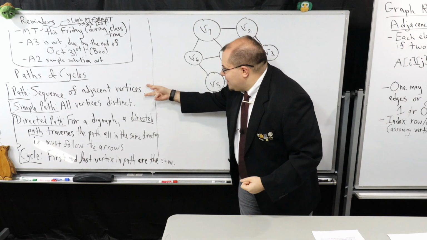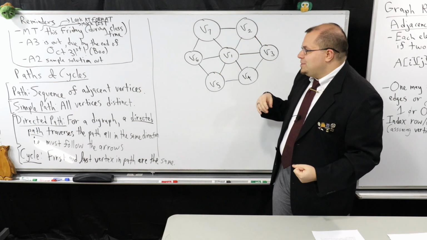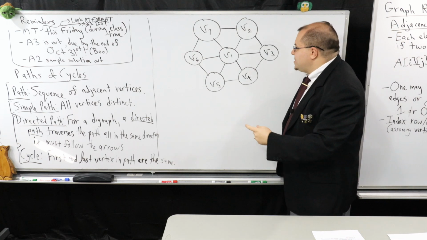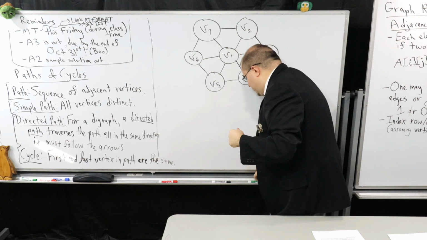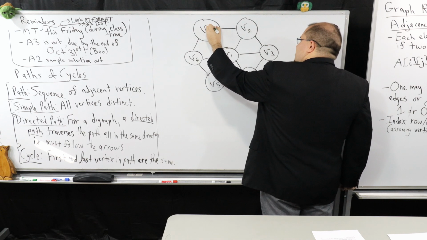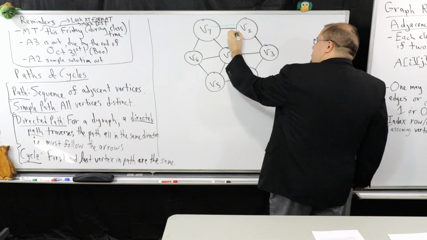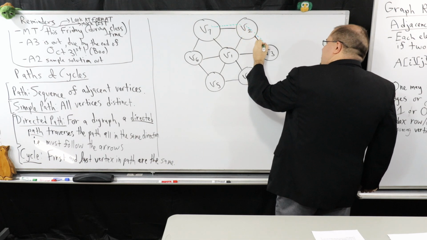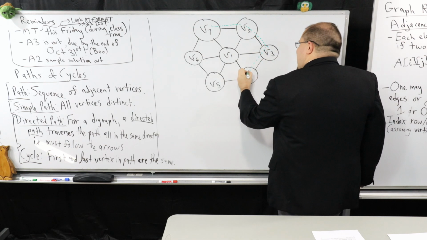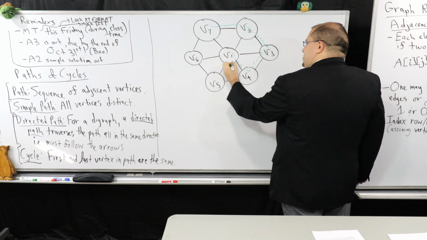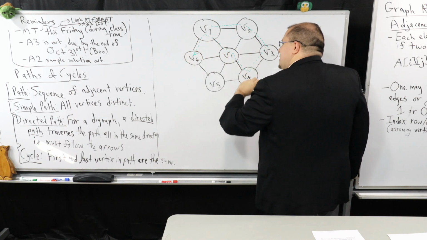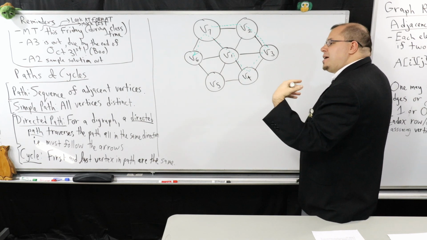So the first thing I'm going to define is something called a path, which is just a sequence of adjacent vertices. So what I mean by that is, say for example, I start at V7, and then I go to V2, and then say I want to go to V3, and maybe I want to go to V4, and maybe I want to go to V1. Who knows, maybe I want to go back to V7, and then maybe I want to go to V6. This is a description of a path.